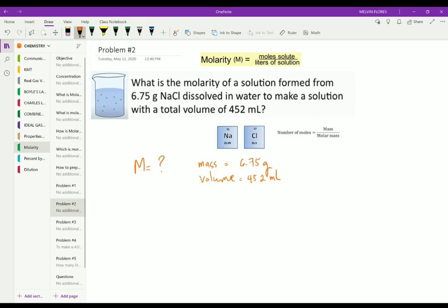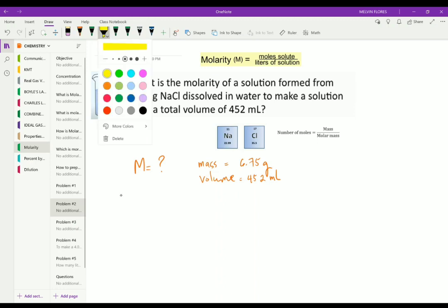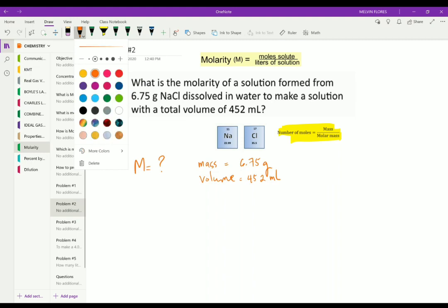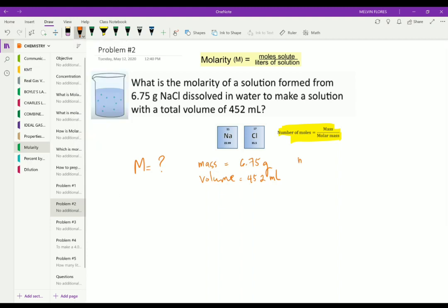So how do you get the number of moles? The number of moles is calculated by dividing the mass by its molar mass, right? So if we're going to calculate the number of moles of this NaCl given the mass 6.75, the mass is 6.75 gram divided by the molar mass.